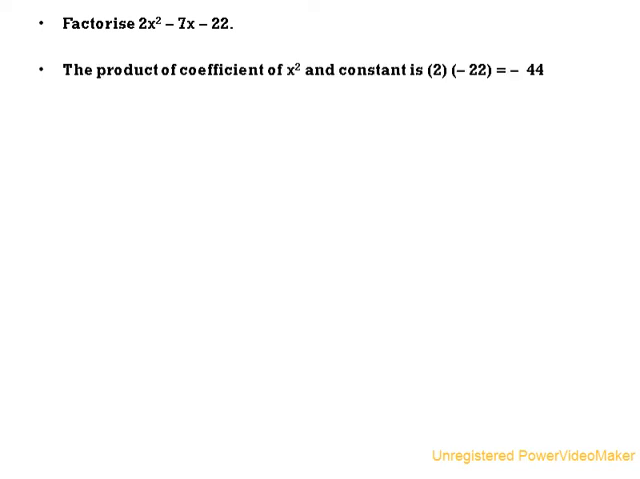Our next question is 2x squared minus 7x minus 22. So you can see the coefficient of x squared is 2 and the constant term is minus 22. So their product will be 2 into minus 22 equals minus 44.